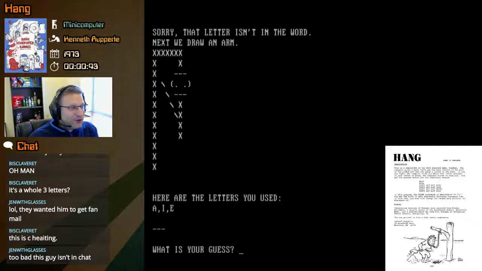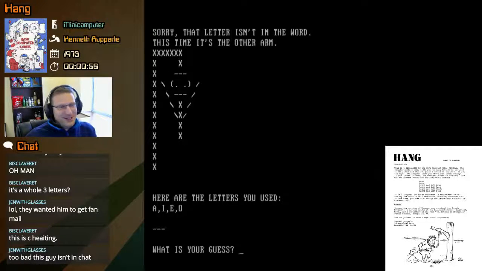E. That letter isn't in the word either. Next, we draw an arm. Shoot. O. No, that's not one either. This time it's the other arm. Shoot. We only have 6 guesses. Good thing it's only a 3-letter word.